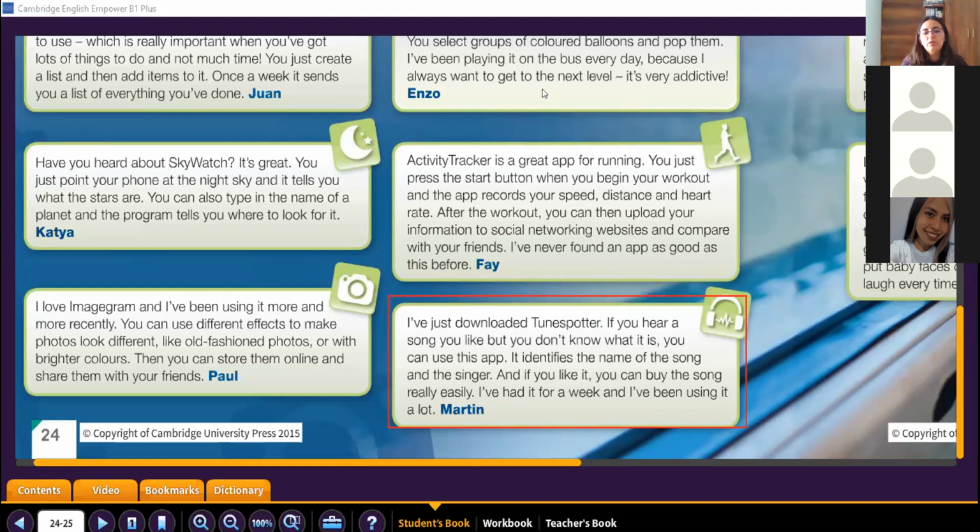Exactly. So with this TuneSpotter, you hear the song you like, but you don't know what it is. And you can use this app and it identifies the name of the song and the singer. We have also a very similar app to TuneSpotter. Have you ever used Shazam? Shazam is another app that does exactly the same.